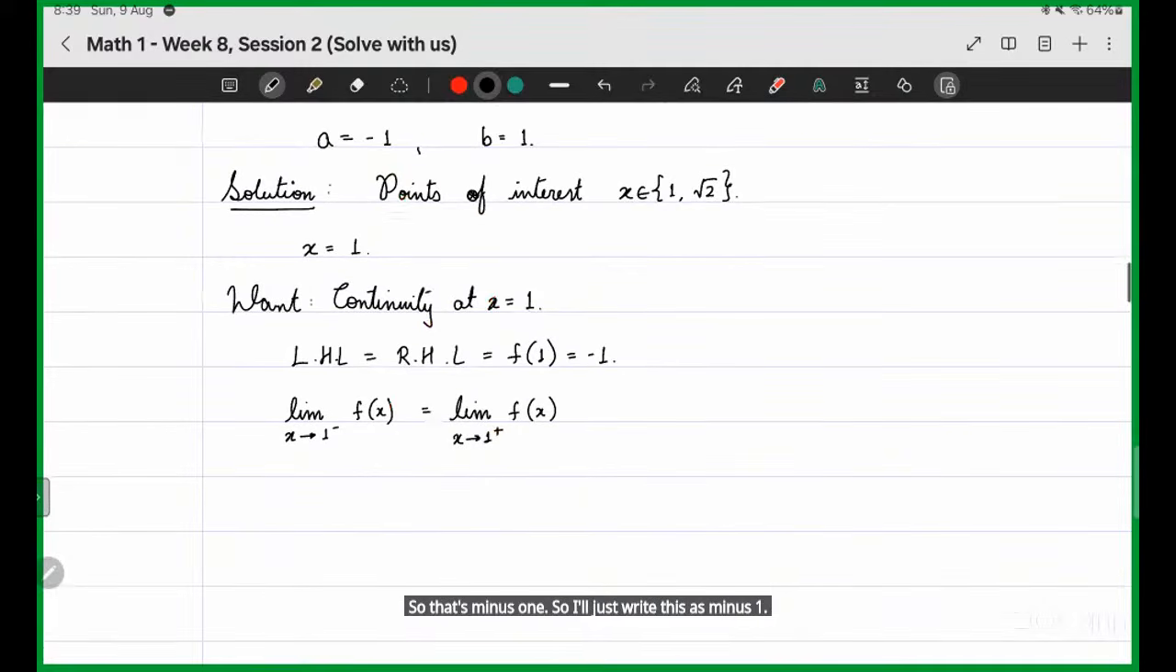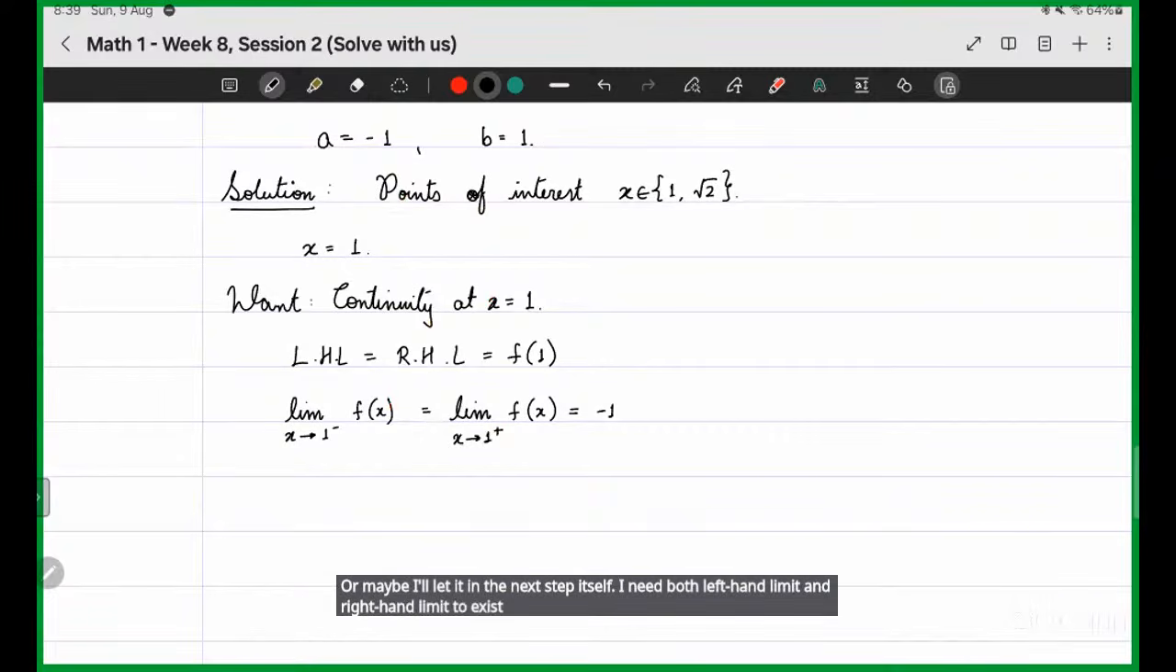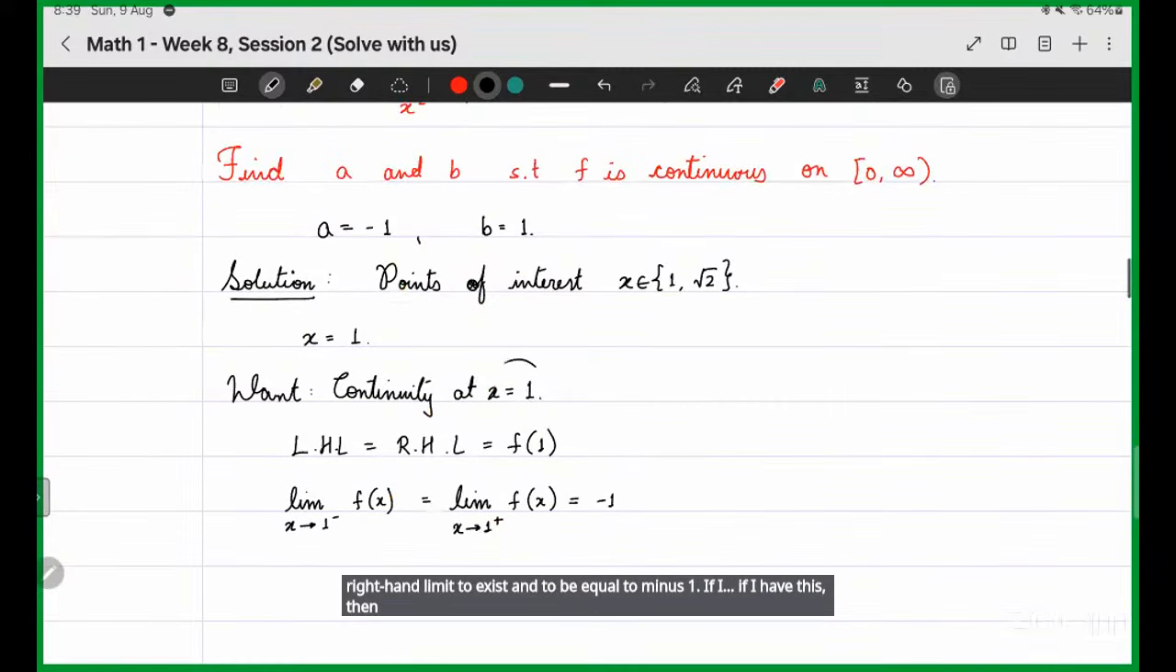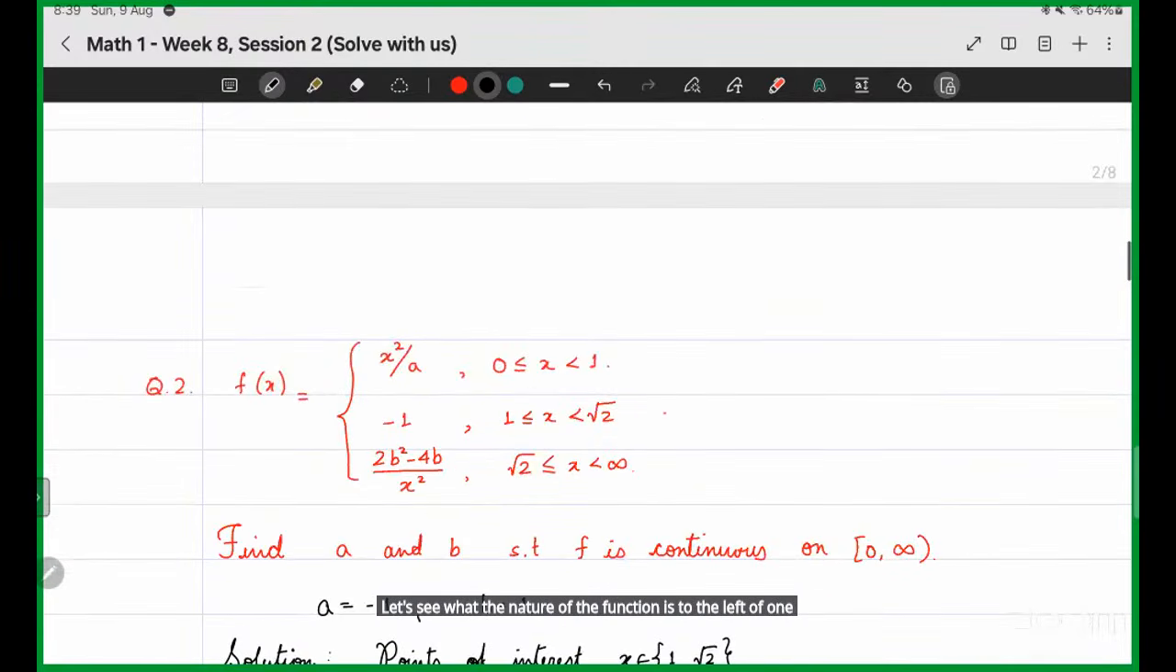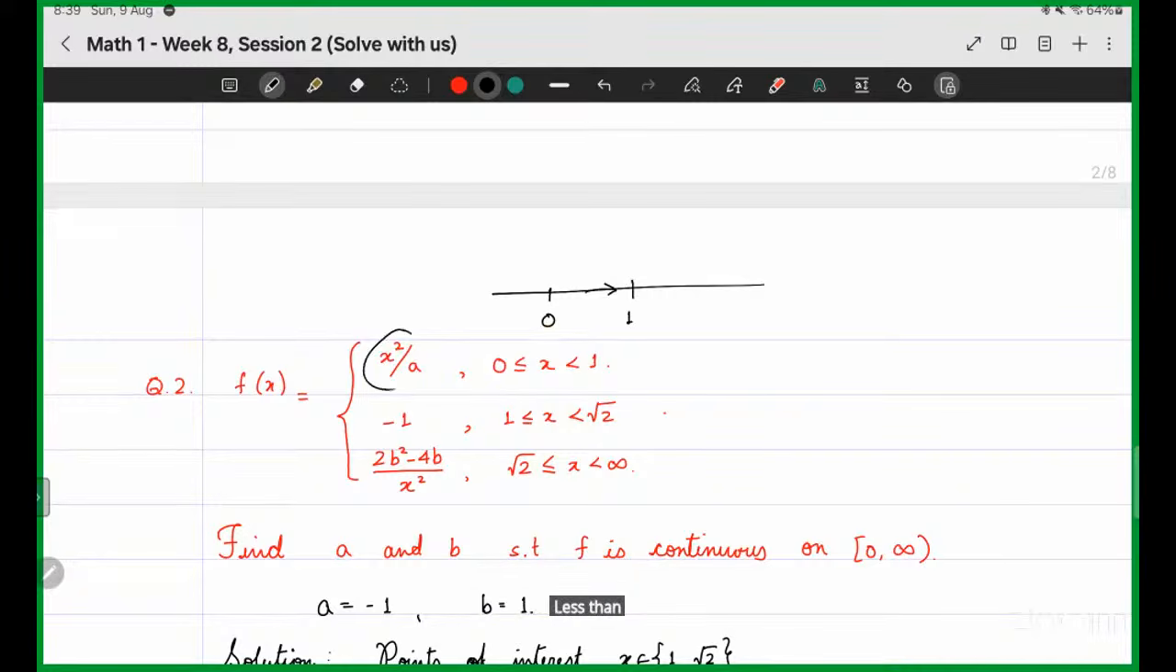I need both, or maybe I'll write it in the next step itself. I need both left-hand limit and right-hand limit to exist and to be equal to -1. If I have this, then I am guaranteed continuity at x equal to 1. So let's see what the nature of the function is to the left of 1. What do I mean by left of 1? On the number line, this is less than 1. So at that part of the X should be less than 1.